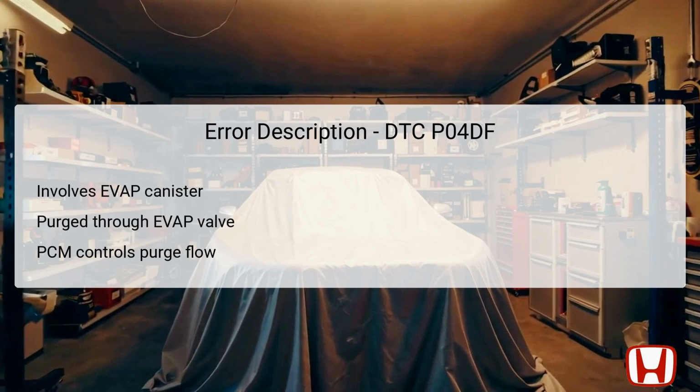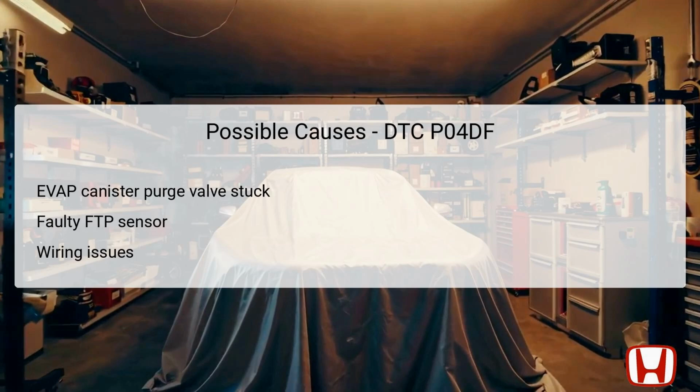If the valve remains stuck in an open position, excessive vapor flow can lead to performance issues. This can be detected through feedback from the fuel tank pressure, FTP sensor, which measures the tank's pressure to assess normal or abnormal conditions. The DTC P04DF can be attributed to several potential causes, starting with the EVAP canister purge valve being stuck in the open position. This results in unregulated vapor flow into the engine, leading to performance issues.